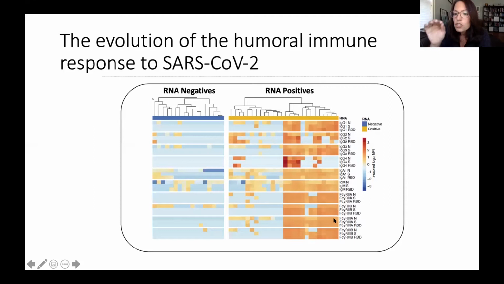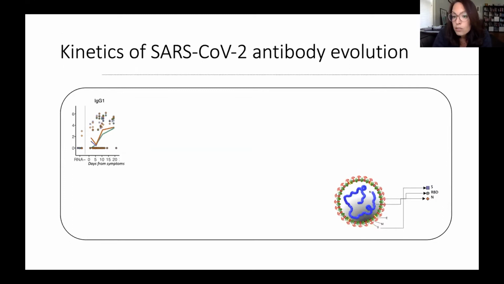So to visualize this a little bit more simply, what I'm going to show you here is the evolution of the response in these individuals over time. Same data, and now what I'm showing you over here is how these responses evolved. I'm going to give you as an example the IgG1 response in these individuals. So this is your workhorse antibody that is in the blood, our highest level antibody that fights most pathogens. And what I'm showing you here is days from symptoms on the x-axis, and the level of these antibodies on the y-axis. On the left side are the levels in the RNA negatives, and on the right side are the individuals who are RNA positive.